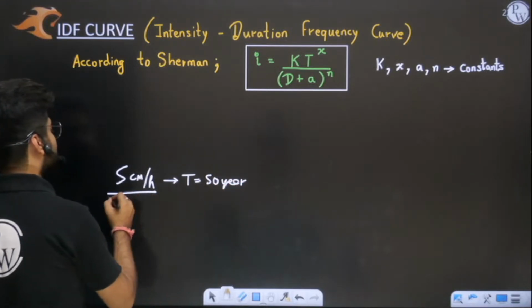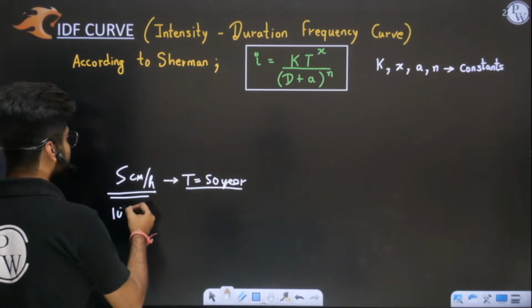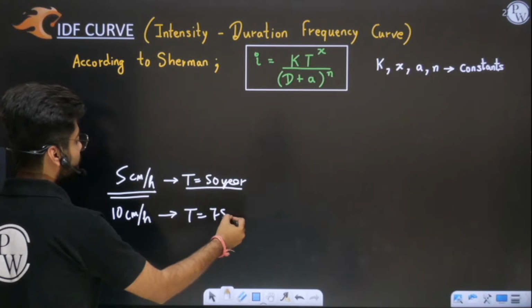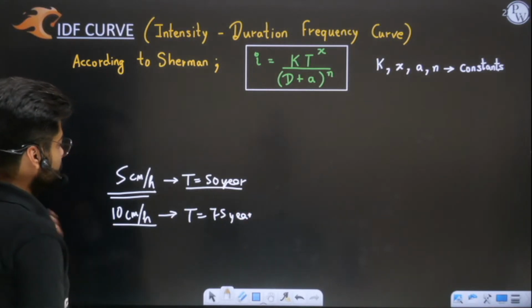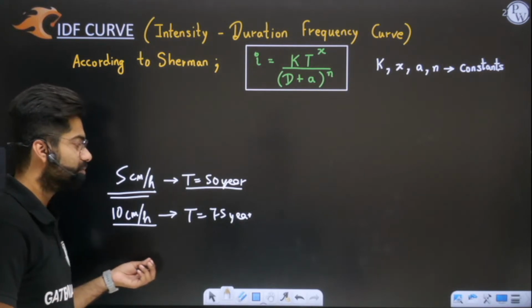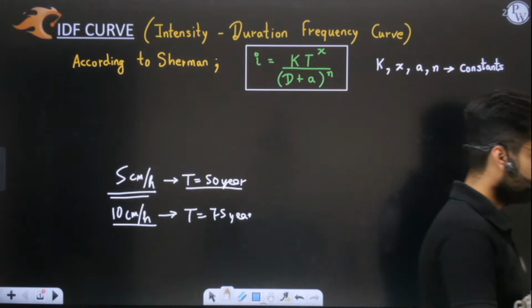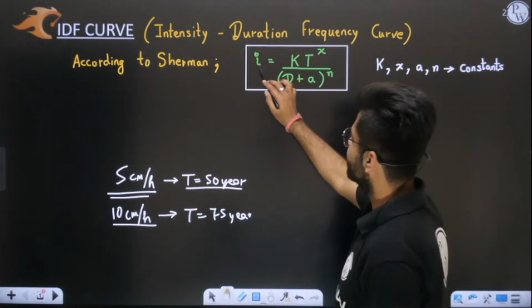Such kind of event happens once in 50 years. But if we have 10 centimeter per hour rainfall, obviously its return period will be even higher. Since this event is of more magnitude, obviously its return period will be even higher. Yes or no? So this we have already interpreted. You need to understand that I is proportional to T.